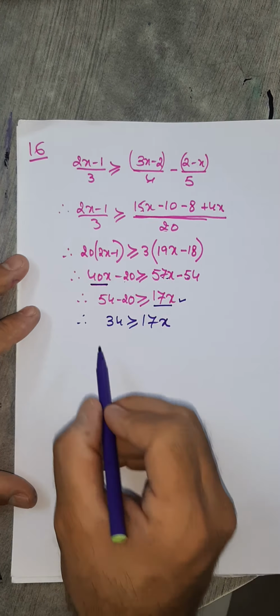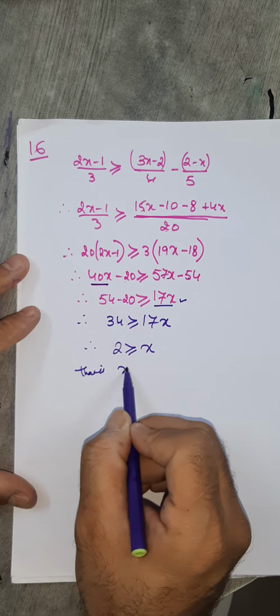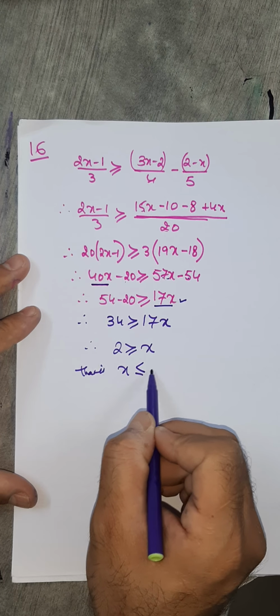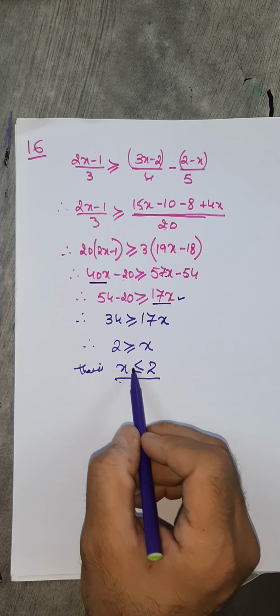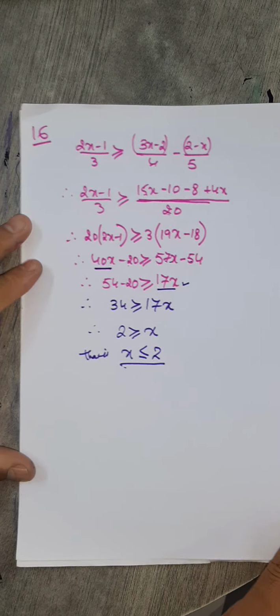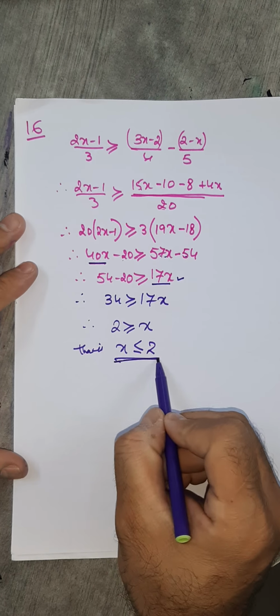And here dividing by 17. So you have this. That is same as x is less than or equal to 2. Right? I have just written in a different way. Both are same things, remember. This is same as this.